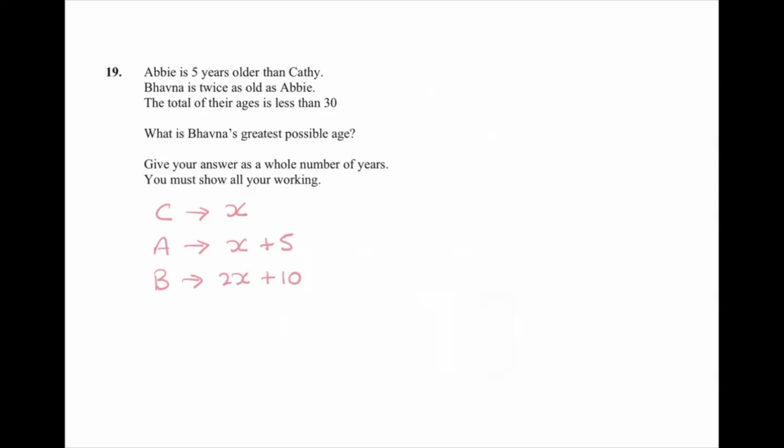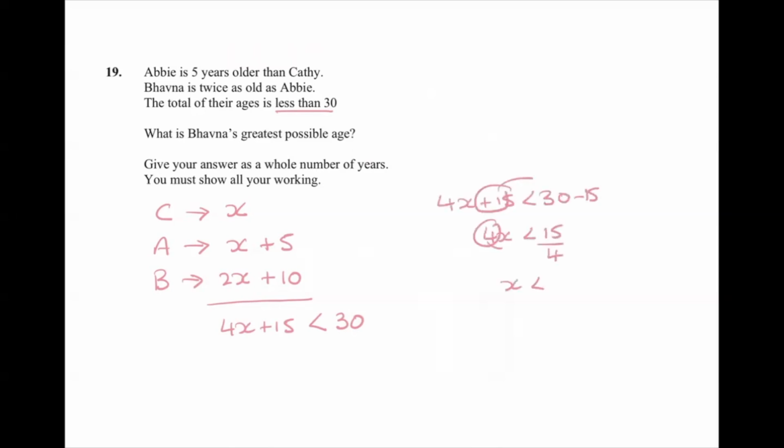The total of their ages is less than 30. So I really need to clock that less than. Now the total of their ages using the expressions is 4x plus 15. But I now know that that is a number less than 30. I'm going to go on and solve this equation or this inequality that I've written. So I know that x is less than 3.75. I've got to work out Bhavna's greatest possible age and give my answer as a whole number of years.